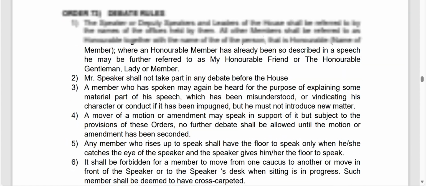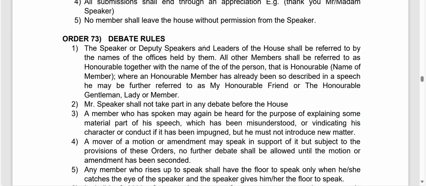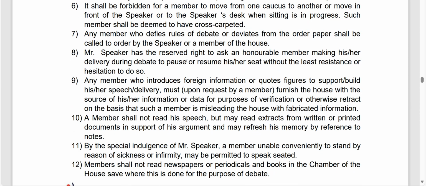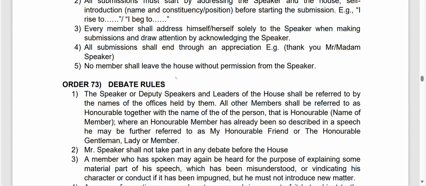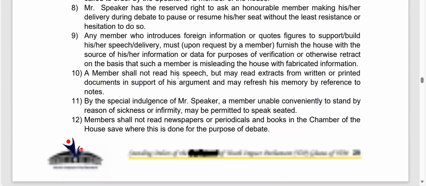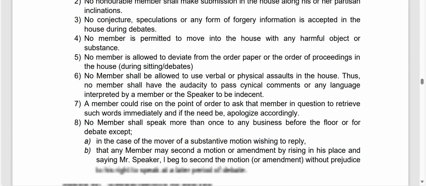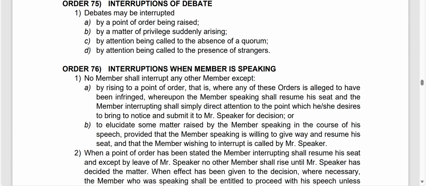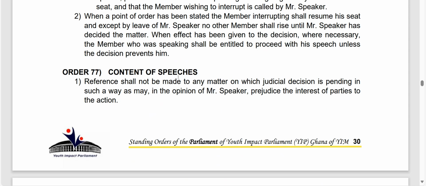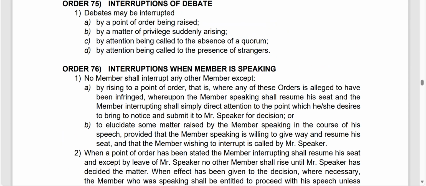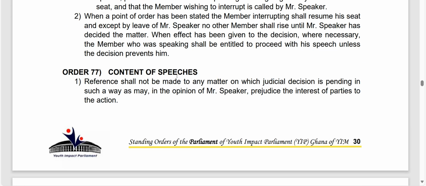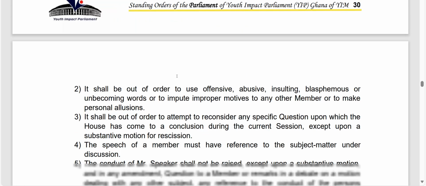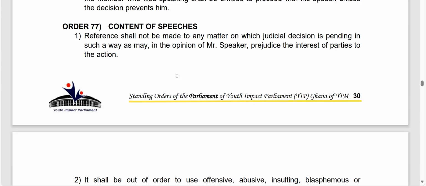So rules of debate, they are all here. I will share the presentation that I did on this, I think Amanor actually spoke about it. These are things you need to read. So you have debate rules, which is Order 73, and no-debate rules. So we'll share that for you so that during the debate of the joint sitting, you do not mess up, so that Mr. Speaker will not ask you to leave the House.